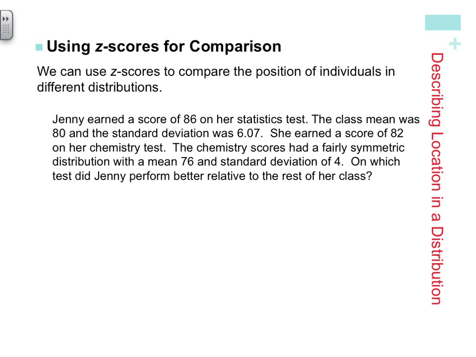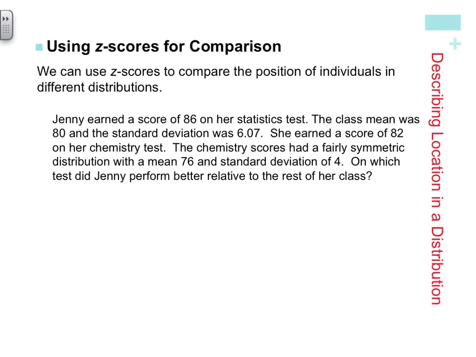What z-scores are super useful for is to compare individuals within different distributions. So an example of this would be: Jenny earned a score of 86 on her stats test. Mean was 80, standard deviation 6.07. Now I'm going to tell you that she earned an 82 on her chemistry test. The chemistry scores had a fairly symmetric distribution with a mean of 76 and a standard deviation of 4.